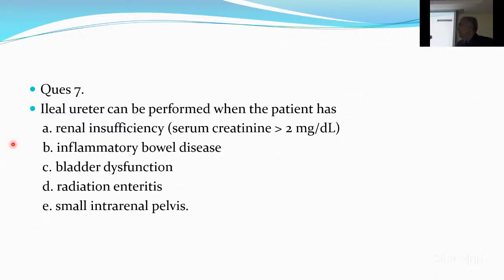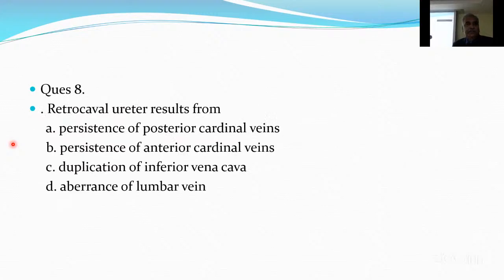Bladder dysfunction, is it? Or the small? Yeah, bladder dysfunction, again, is one of the relative contraindications for ileal ureter. So I think the small intrarenal pelvis should not be. If you have a good margin of the pelvis where you can anastomose the ileum, I don't think there should be any problem, because the ileum can be taken anywhere, right? It's not like the ureter, which may fall short. Here you will be anastomosing the ileum to the renal pelvis only. So if it's a very small intrarenal pelvis, technically it will be challenging.